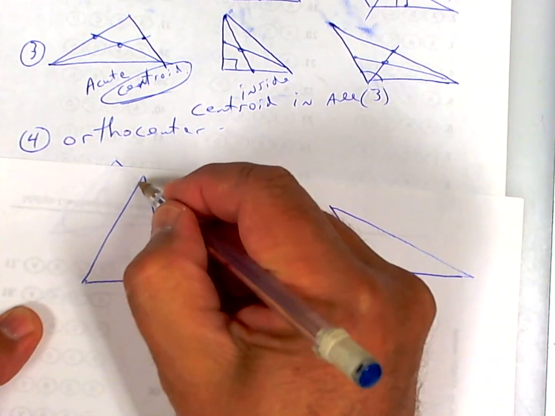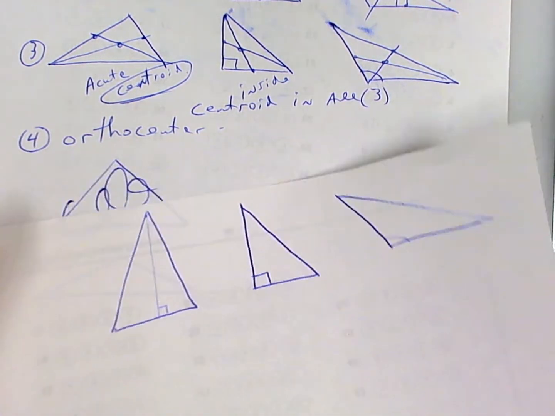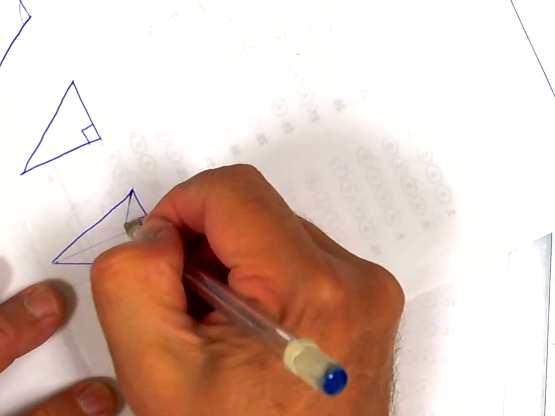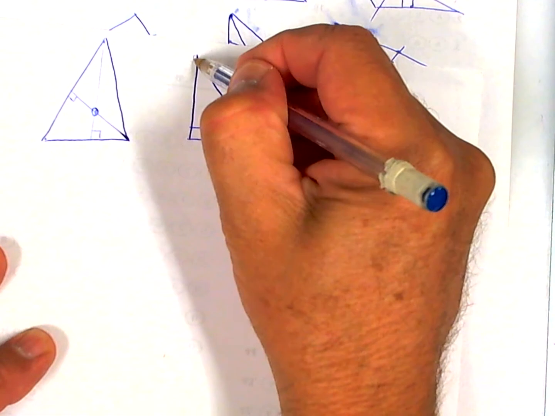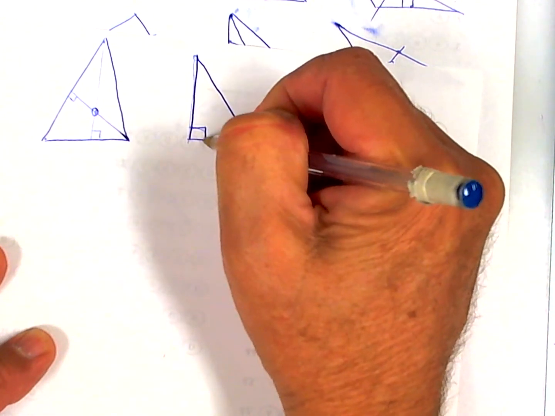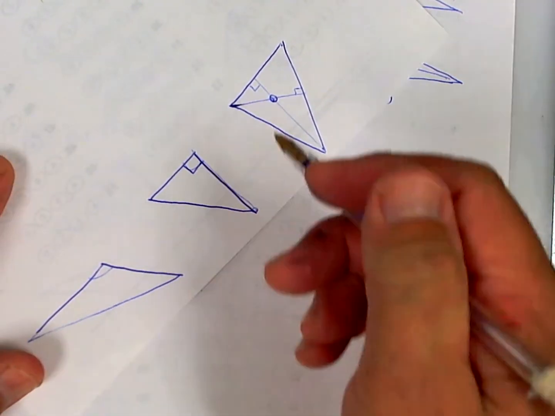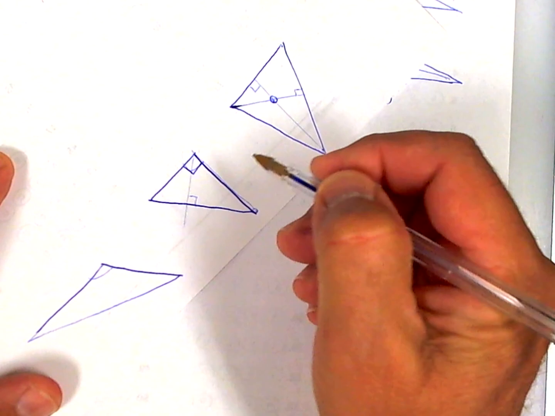So the altitude is straight down. No matter where you are, it's straight down. Turn it to where this is the bottom, and then come straight down, no matter where it is. This one's on the inside. So the orthocenter is on the inside for that one. Now look at this one. Here's the bottom, so you want to go straight down. So that's that one. Now turn it to where the vertex is at the top, and then go straight down. Okay, right there.